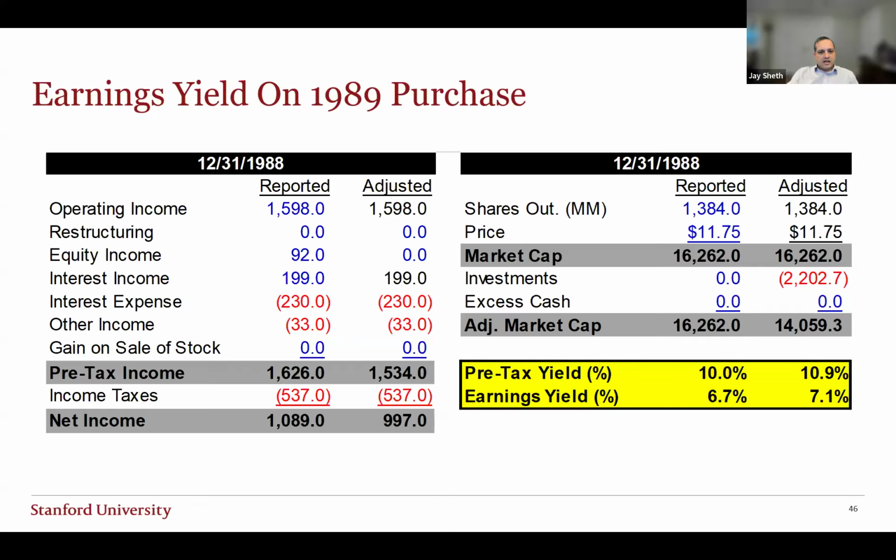And so you can see, again, you're buying the core business of Coca-Cola for about $14 billion, which was, again, a 10.9% pre-tax yield or 7% after tax.